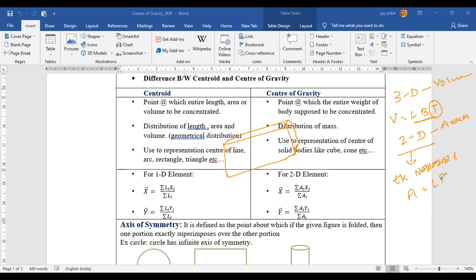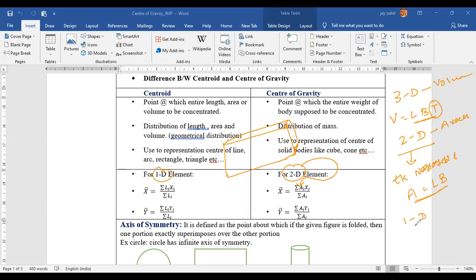I hope all of you are getting the point. Sorry, I am not shifting to 1D element, I am shifting to 2D element only. Why in a 2D element are we considering area? This is the reason. Now, how to derive this equation? Don't worry, we will derive this equation next week.